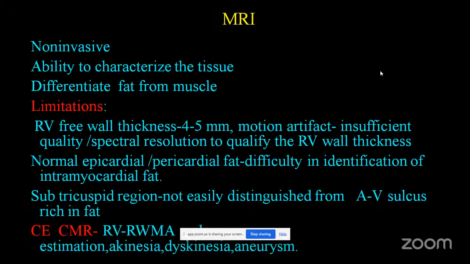Go to the MRI. What are all the things we have to see? We can see in the MRI that it's a non-invasive investigation. Ability to characterize the tissue is possible. Differentiating fat from the muscle can happen. But what are all the limitations of MRI? The RV free wall thickness is 4 to 5 millimeter. Motion of sufficient quality and spatial resolution is needed to quantify the RV wall thickness. Normal epicardial and pericardial fat makes identification difficult.